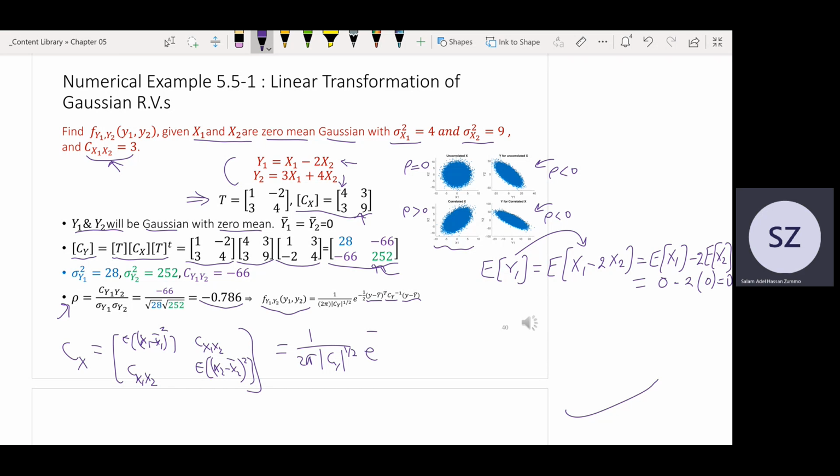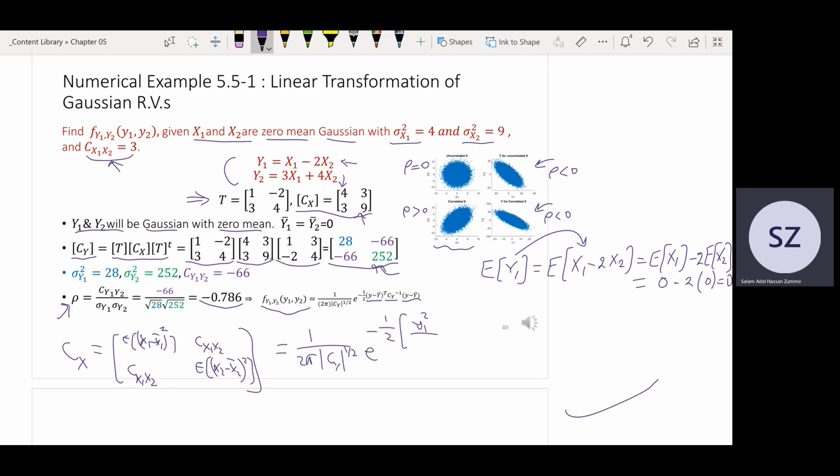What is the first one? y1. Let's remove the vector notation. y1 minus 0, so it's y1. So nothing to subtract, y1 squared, right? Divide by what? It's usually minus half, multiplied by y1 squared, divided by the variance of y1.